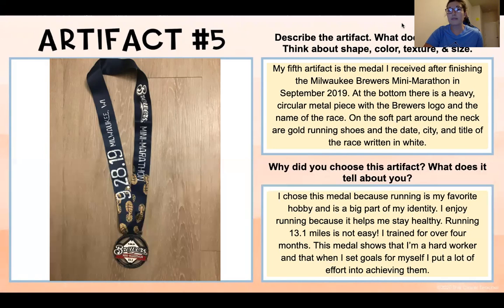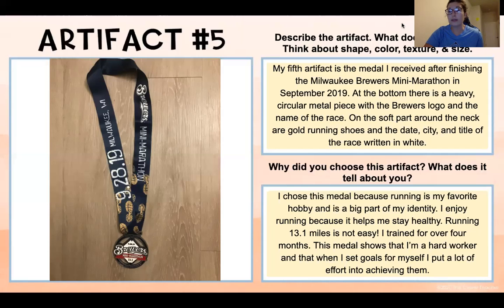Describe the artifact. My fifth artifact is the medal I received after finishing the Milwaukee Brewers mini marathon in September 2019. At the bottom, there is a heavy circular metal piece with the Brewers logo and the name of the race. On the soft part around the neck are gold running shoes with the date, city, and title of the race written in white.